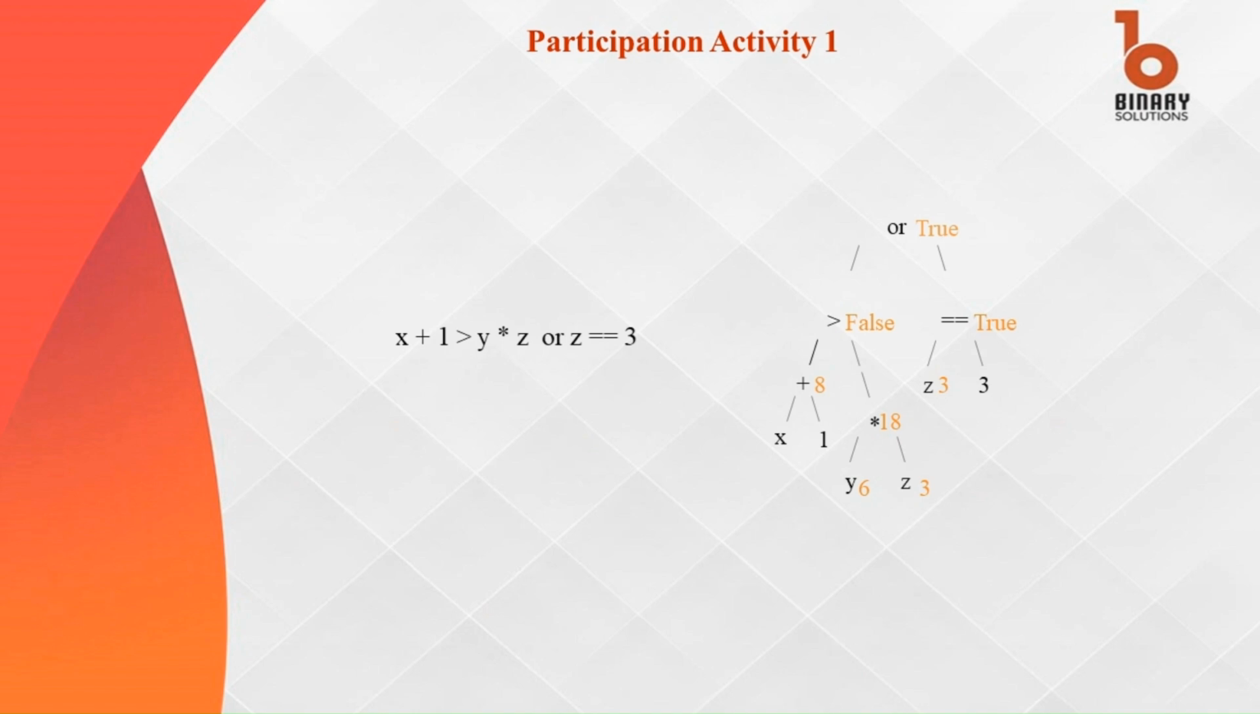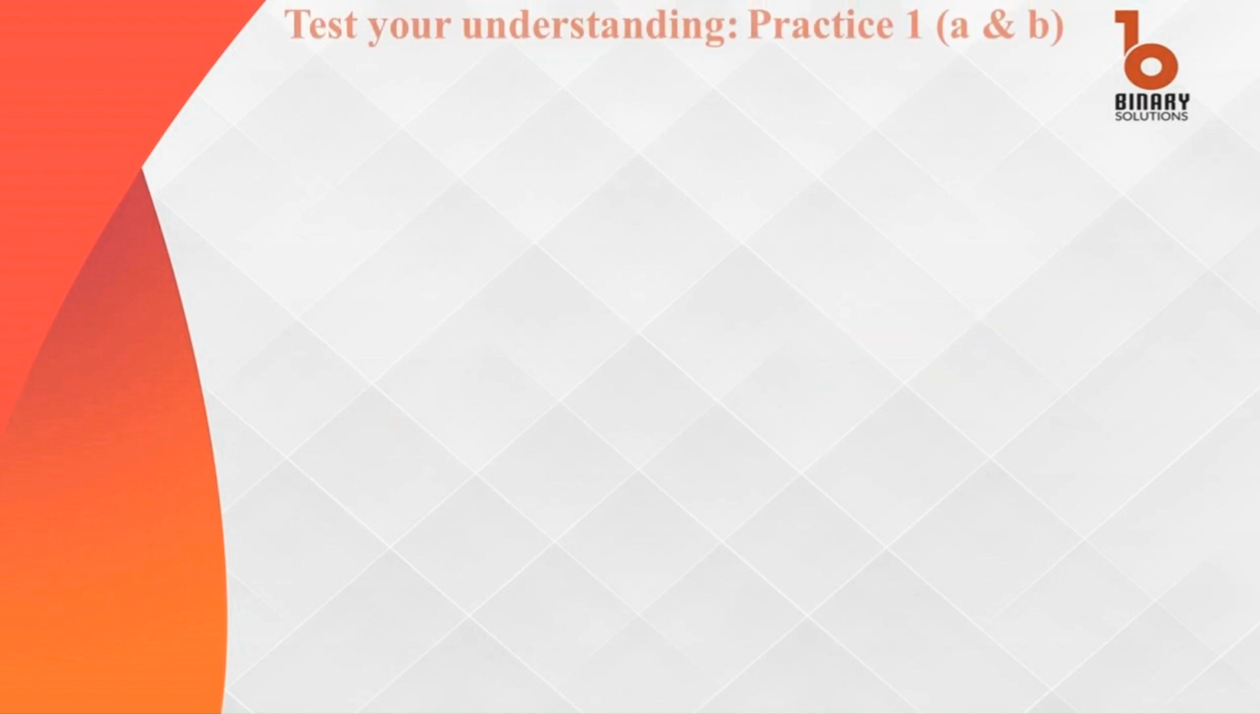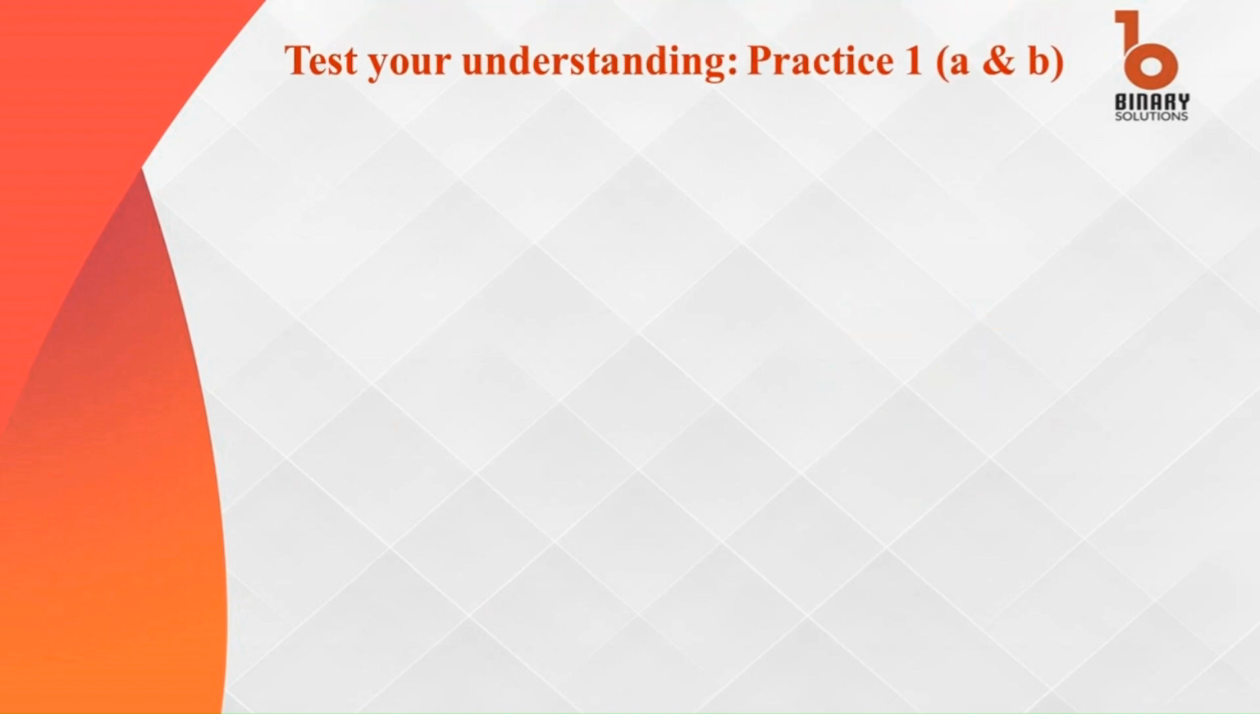This step by step evaluation follows the precedence rules, with each operator being applied in order from highest to lowest priority, ultimately producing the final result of true. By thinking of this process as a tree, we can better visualize how each part of the expression is evaluated from the bottom up. After discussing the concepts of order of evaluation, let's test your understanding with some practice questions.